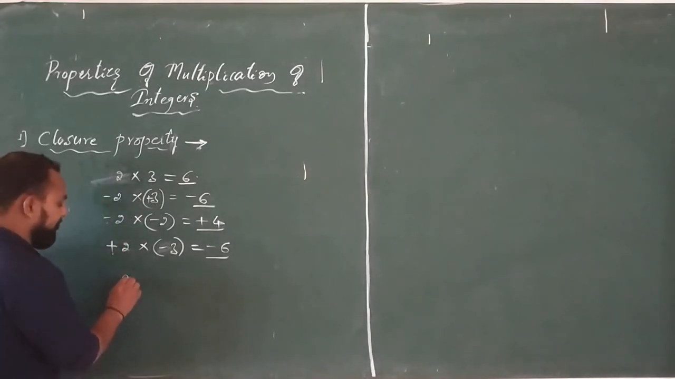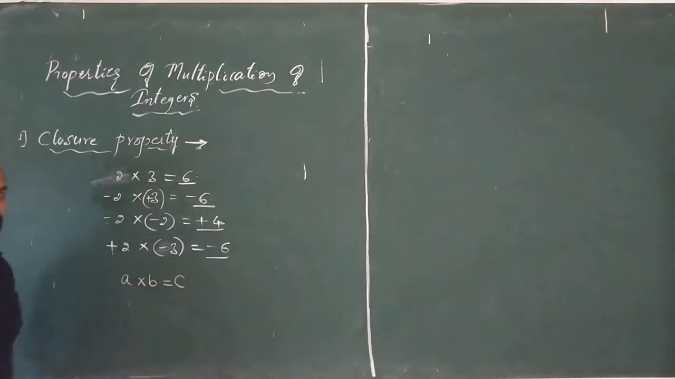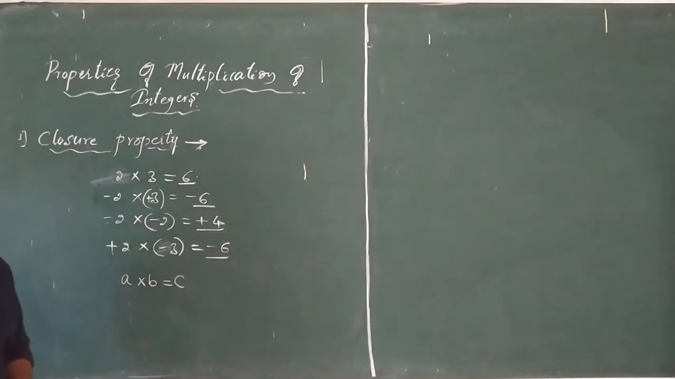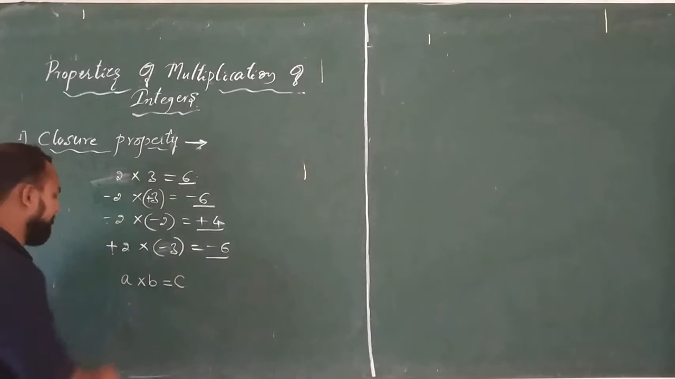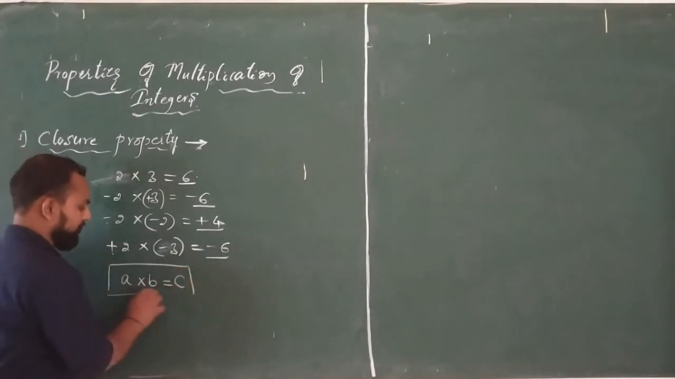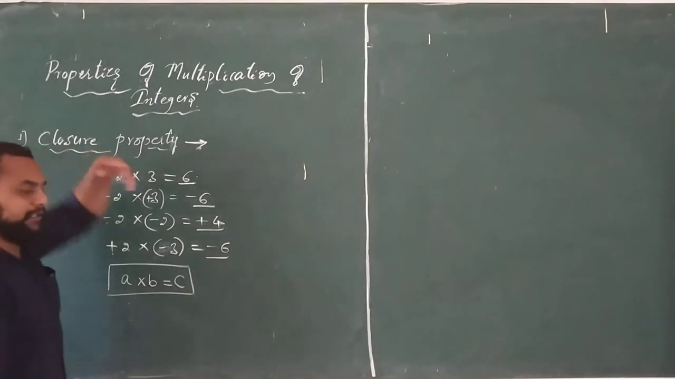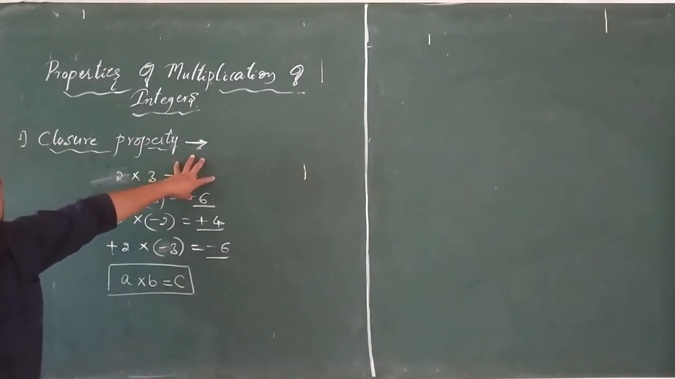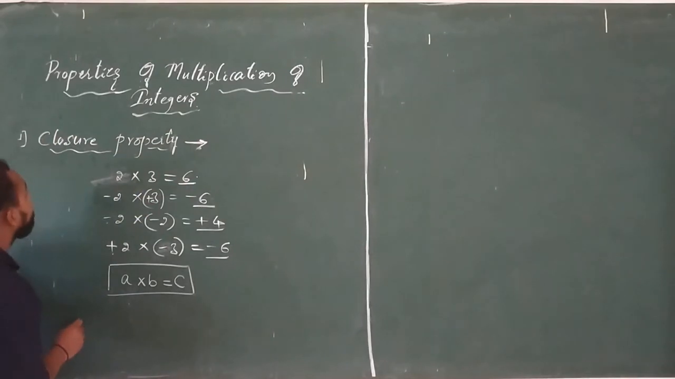In general, a into b is equal to c. Here a, b, c are integers. For any integers a, b, c, a into b equal to c. Now this is the rule of closure property. When we multiply any two integers, what do we get again? We get an integer only. That is why we call it the closure property. Which one? The closure property.